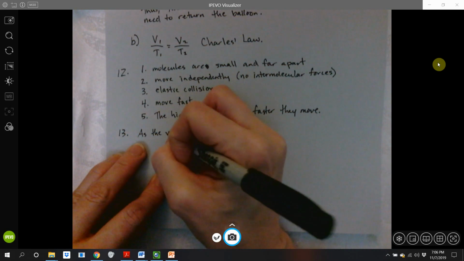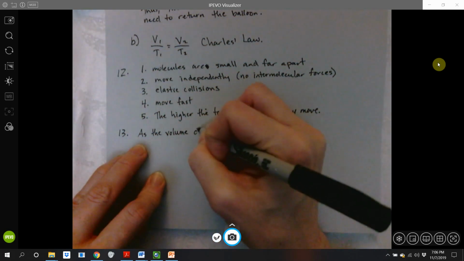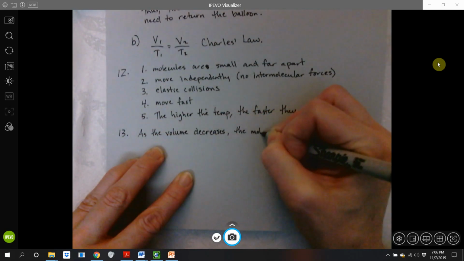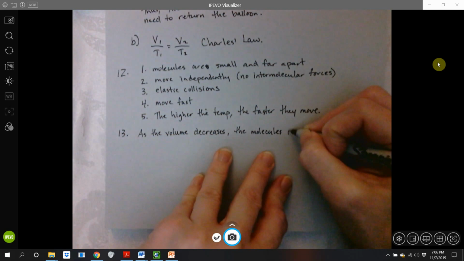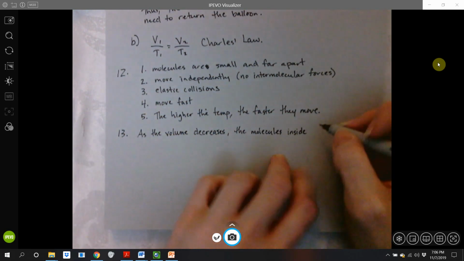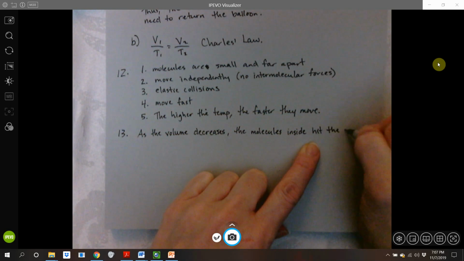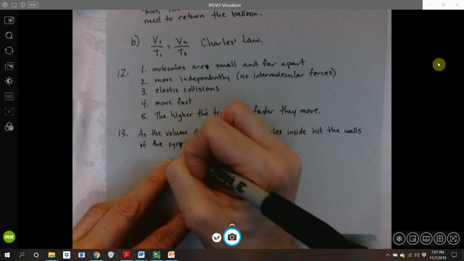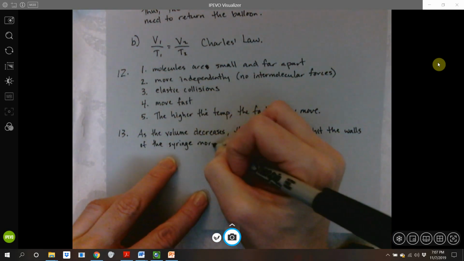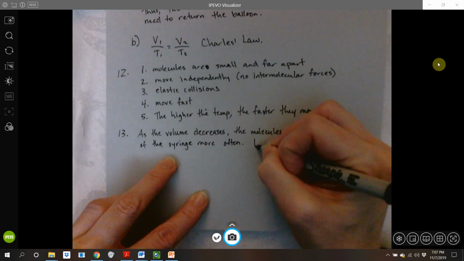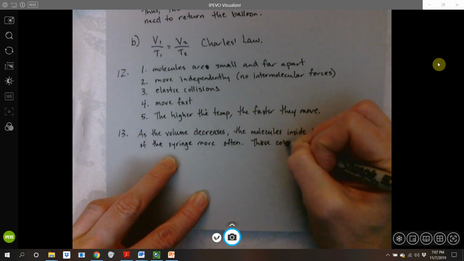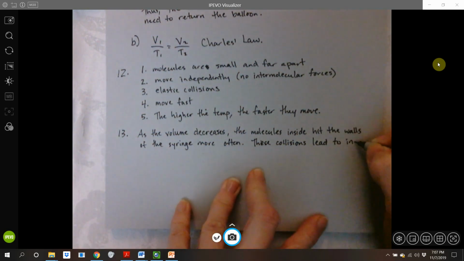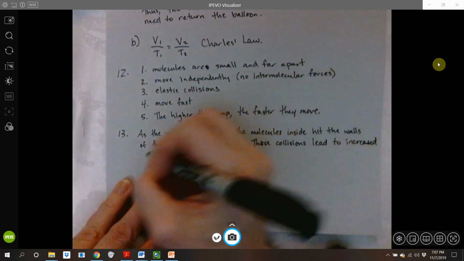As the volume decreases, the molecules inside hit the walls of the syringe, in this case, more often. Let's say these collisions lead to increased pressure.